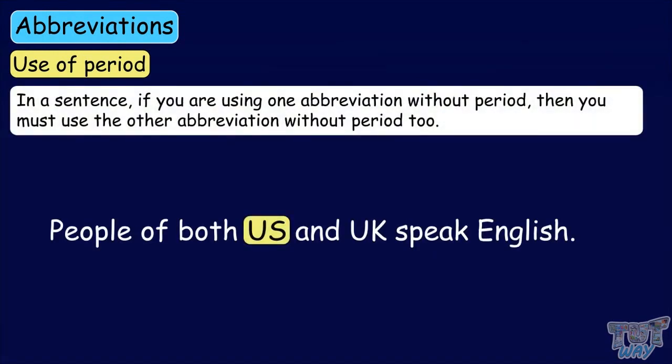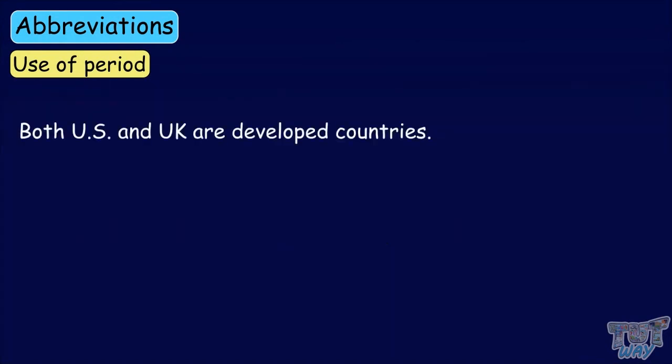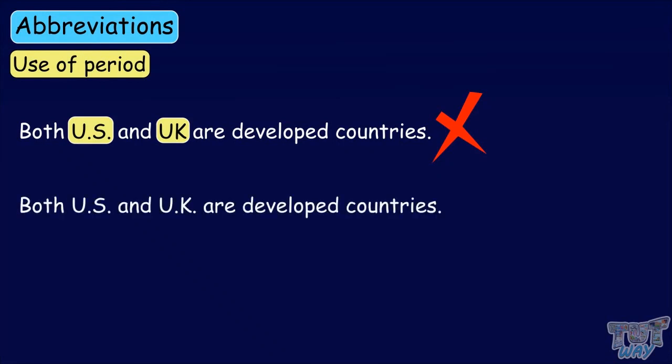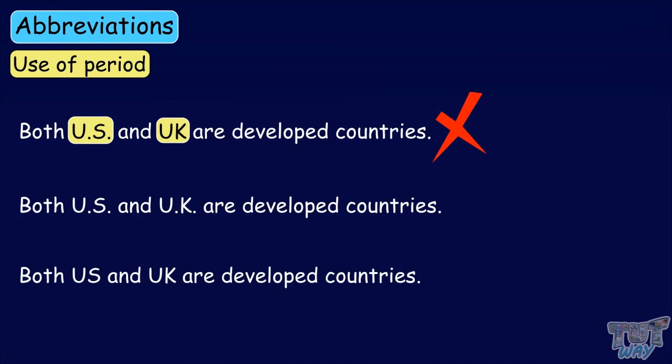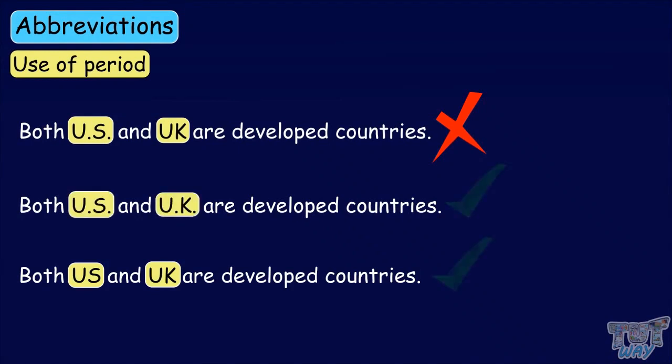Or, if you are using one abbreviation without periods, then you must use the other abbreviation without periods too. For example, both US and UK are developed countries. This is a wrong way of writing because UK is written without periods and US is written with periods. So, we need to be consistent. We can write either like this or this. That is, in one sentence, we haven't used periods with both the abbreviations, and in the other we have used periods with both the abbreviations.